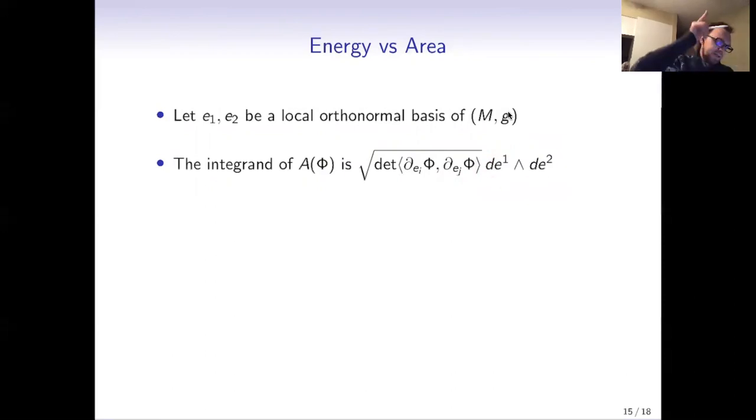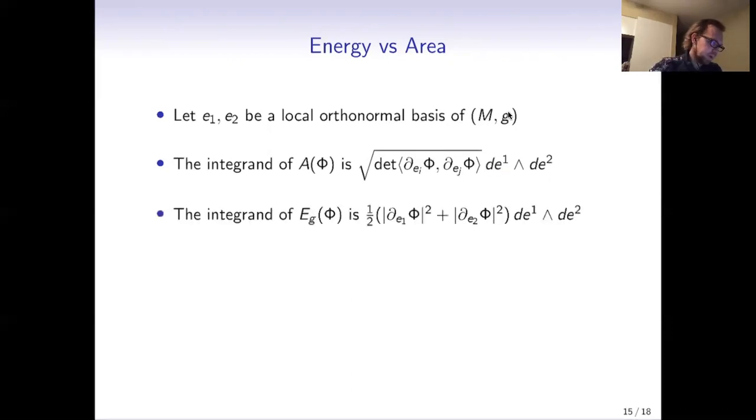We'll have this form, where e1 with the index on top is the dual form. It shouldn't be d, so it's just e1 wedge e2 without the d. It's going to disappear on the next slide, but d is not needed. So e1 and e2 are just the dual basis on one-forms. And the integrand of the energy is du1 phi squared plus du2 phi squared.